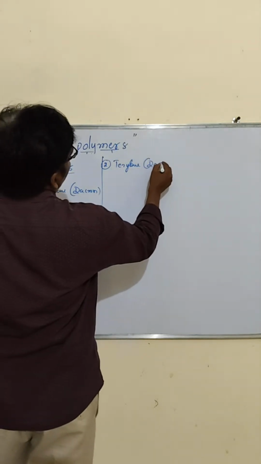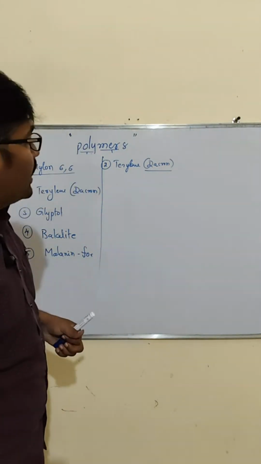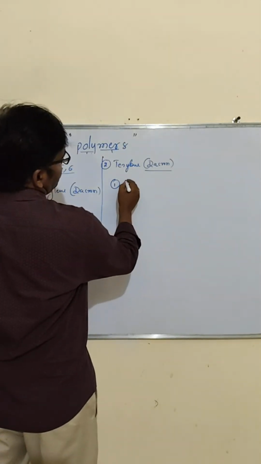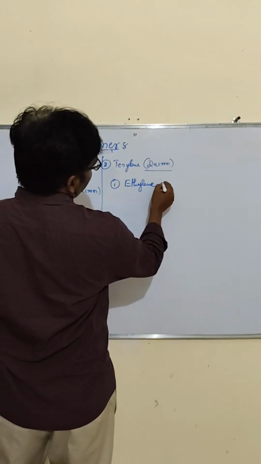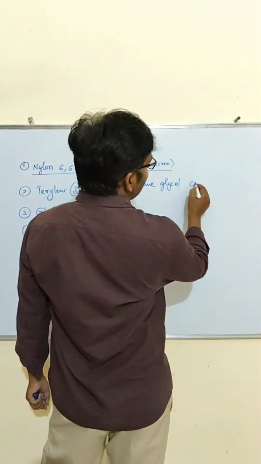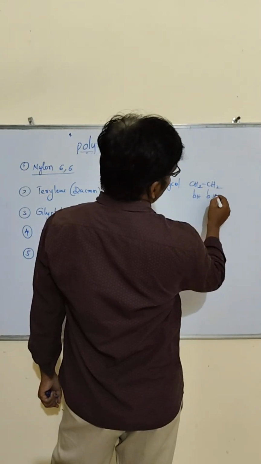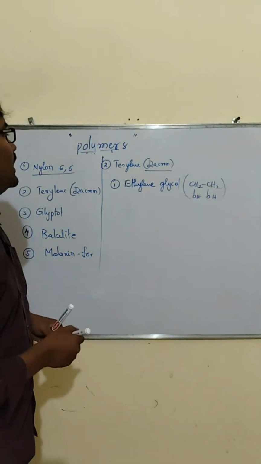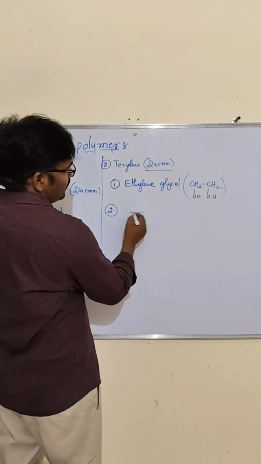This we call dacron. So the dacron monomers: one is ethylene glycol. I'm writing the name first, ethylene glycol. What is the formula for ethylene glycol? CH2 bond OH, then bond OH. This is ethylene glycol. The next one is terephthalic acid, one more monomer.